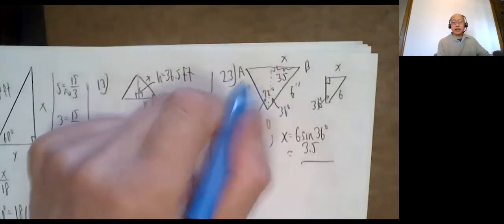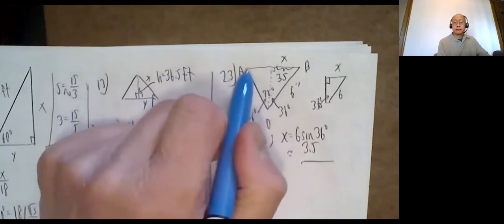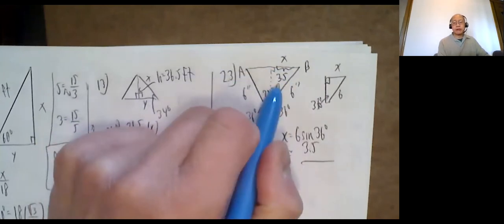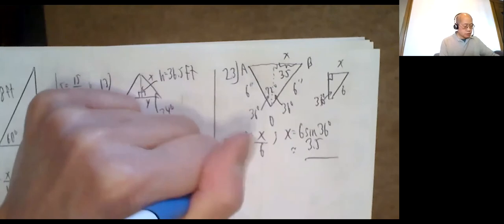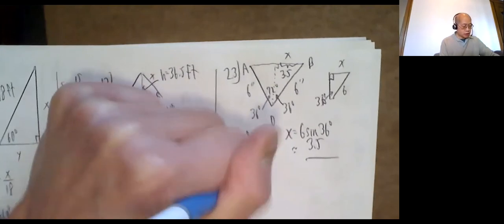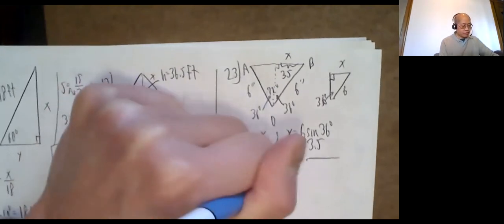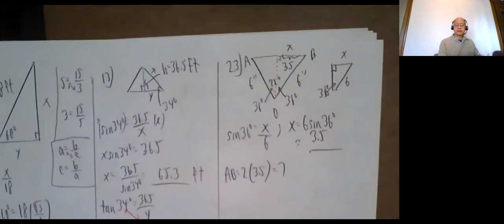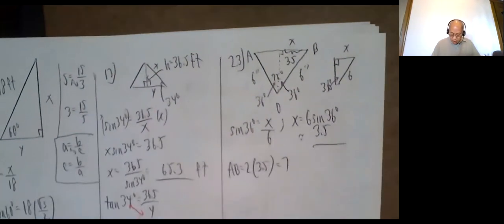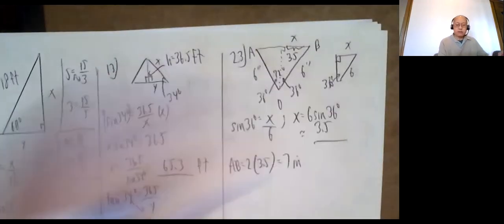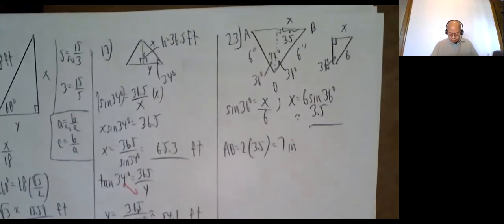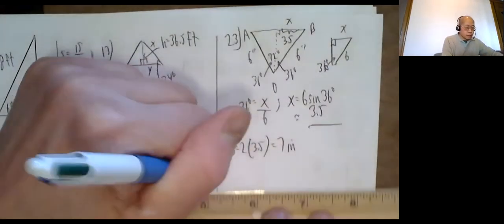But they want AB. How far is it from A to B? I just doubled this. So AB is 2 times 3.5, which is 7. So the answer is 7. And the units are inches. Okay, so that's that.